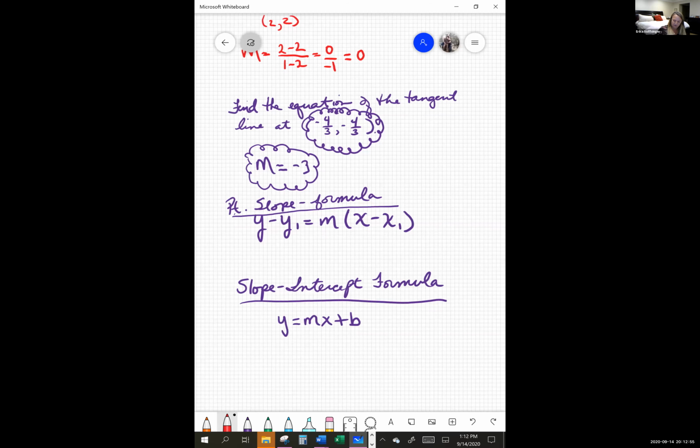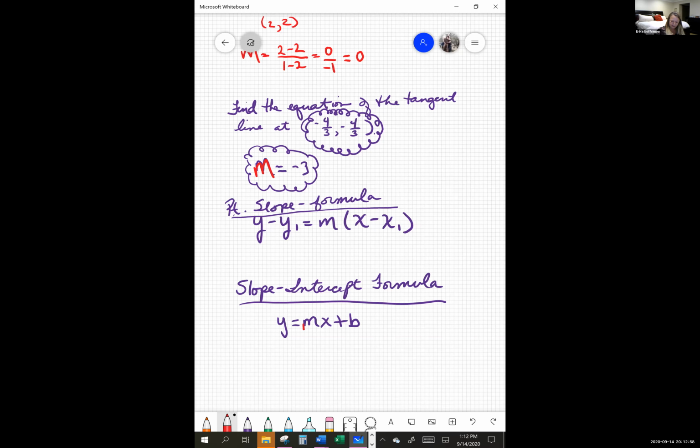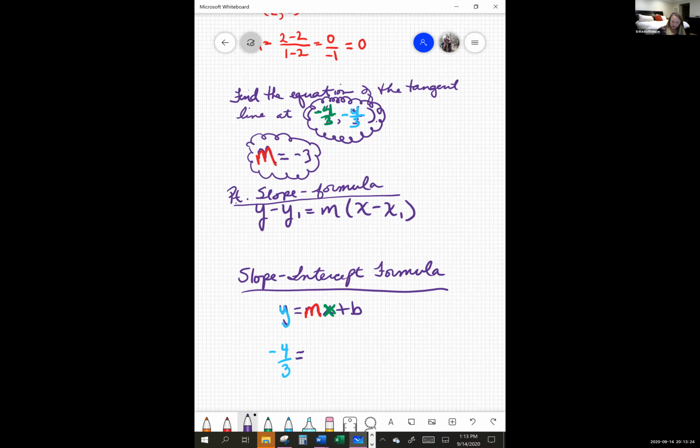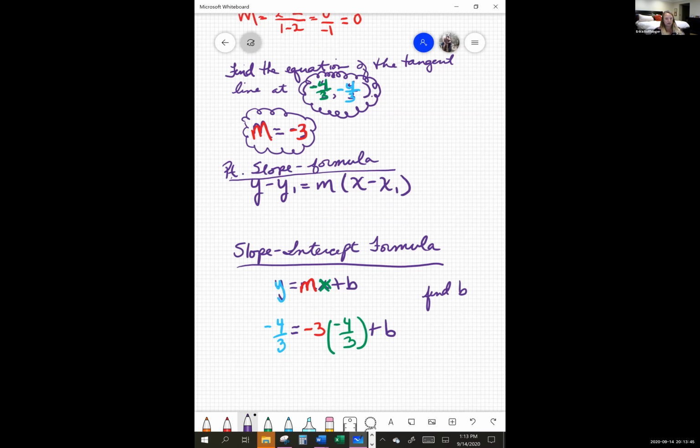Technically, if we go back in, we know what our slope is. We can plug this in. We know what a point is. We know our x value is -4/3. And we know our y value is also -4/3. If we go back and plug those values in here, we can figure out what we have to do. So we have -4/3 is equal to our slope, which we found to be -3, all times x, which is -4/3, plus b. Let's find b. And once we know b and we know what our slope is, we know what the equation of the line has to be.